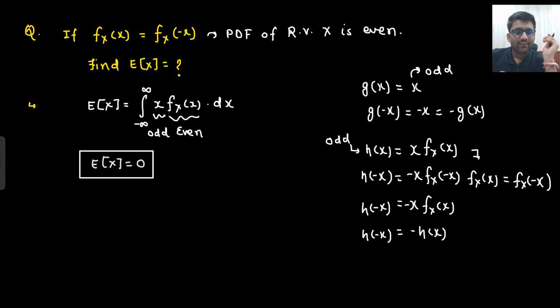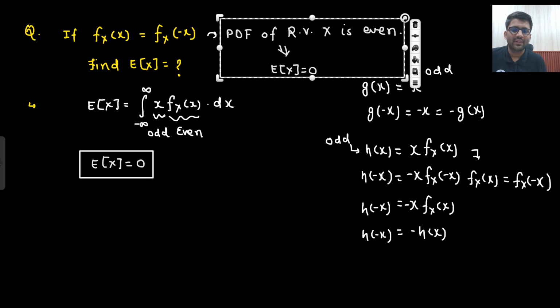So if your PDF is even, then your expectation of random variable x will be 0. For an even PDF, if your PDF of random variable x is even, then its expectation will be equals to 0. This is what I am concluding.